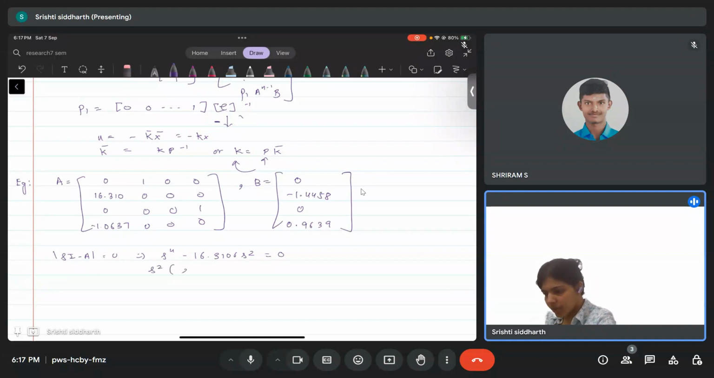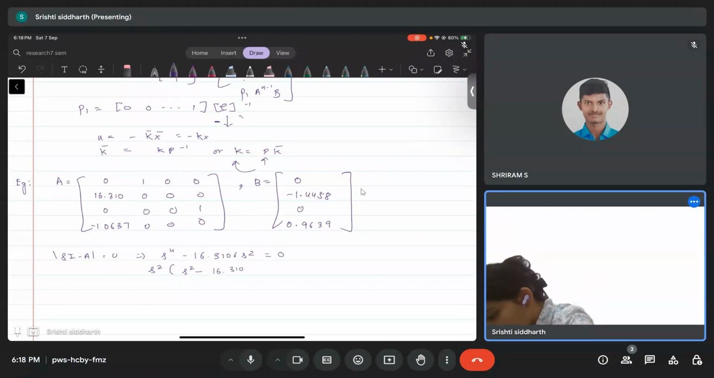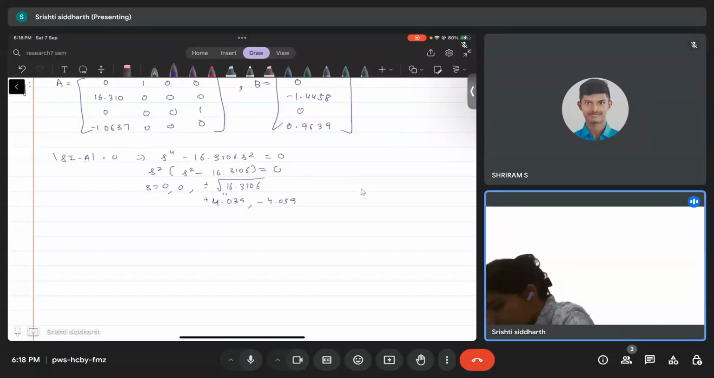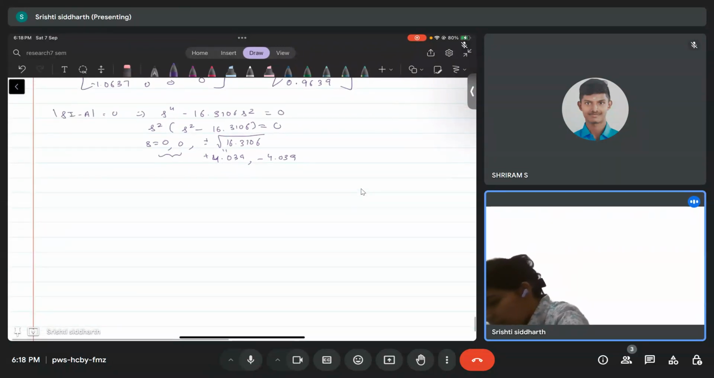So you have two roots at the origin, and then you have a pair of complex conjugate roots. What is it? Let's see. So you have s equals 0, 0, and 4.039 and minus 4.039. So we have four roots where two are repeated at the origin. And then we also have one positive root which will lead to instability.